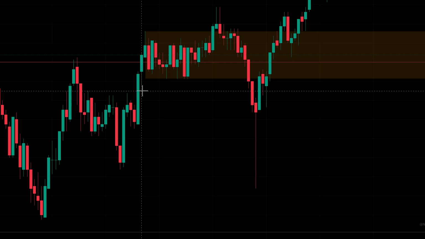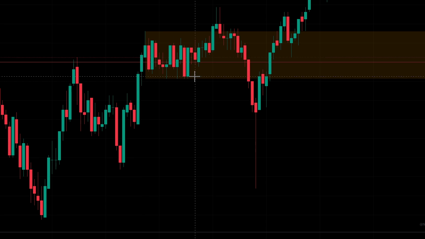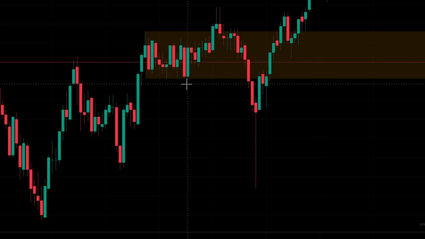Okay? So the stop's in the same place. The take profit's in the same place. The only thing that matters is the entry. We should be looking for that entry down here so that we can maximize the profit and minimize the loss.